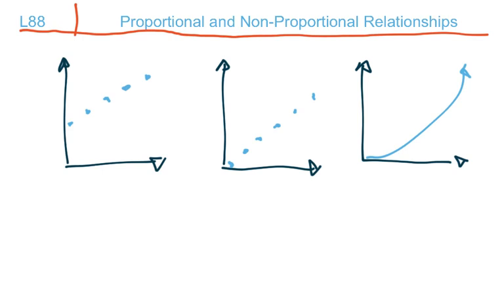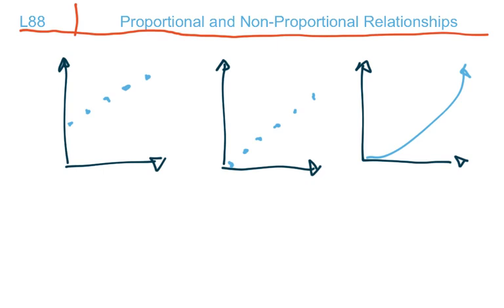Today we're going to look at proportional and non-proportional relationships, something that your book has been very interested and keen in you coming to understanding. Today we're mostly going to answer proportional questions, but we'll also talk about linear and things like that. So L88, proportional and non-proportional relationships.